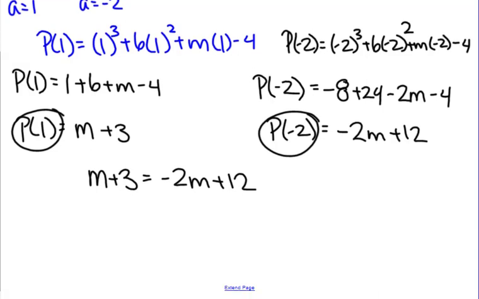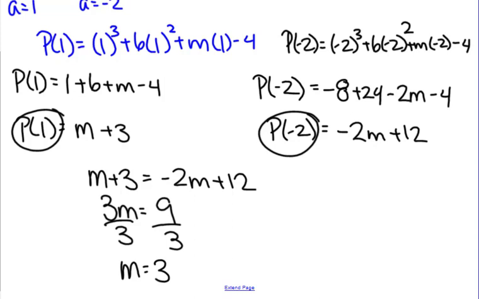And we'll solve for m. So 3m is equal to 9. Divide by 3. M is equal to 3. So when we have m in our original equations as 3, we would end up with the same remainder if we had an a of negative 2 and an a of 1. That's it, that's all.